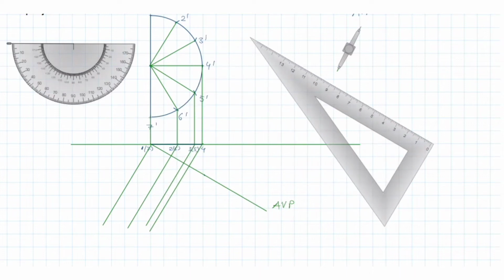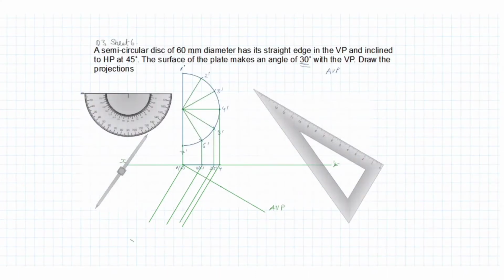Then we will measure the distance of all these points from the reference plane. This is our xy. We will measure the distances using the compass, putting one end of the compass here. So the distance of point 1 is this much. Points 1 and 7 are the same for both planes, so we will rotate it to get the location of point 1. Let me first erase this, then extend this line.